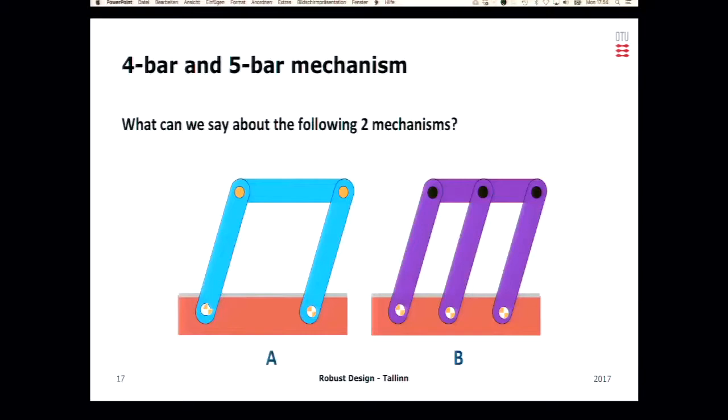So I'm going to give you some examples now of how you can apply some robust design thinking. If you've got a piece of paper and a pen, now would be a good time to get it out. There are two mechanisms here, A and B. How do they differ? Is one more robust than the other? If you don't know that, that's okay, but you will in a moment.